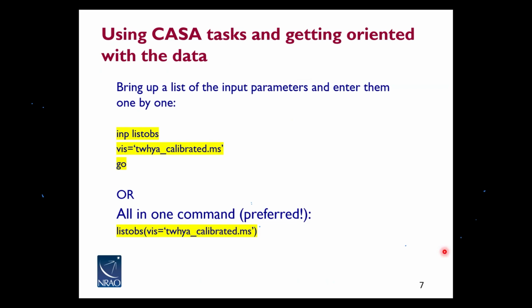let's start running some simple commands in CASA. Before we actually create an image, we of course want to know a little bit more about the data set. Now you can try to open CASA. In this case, I can demonstrate here. I'm running on a remote machine.